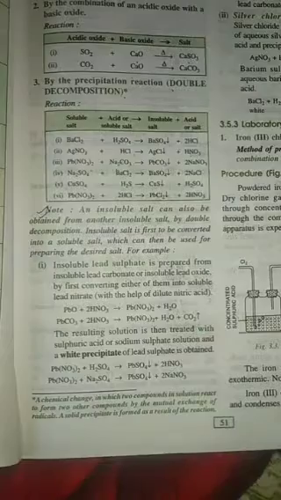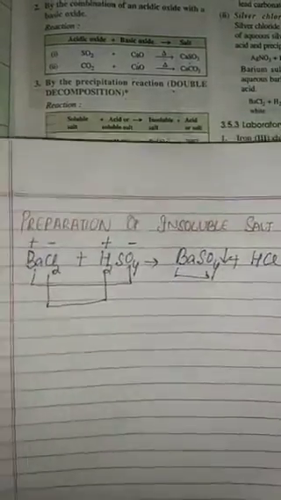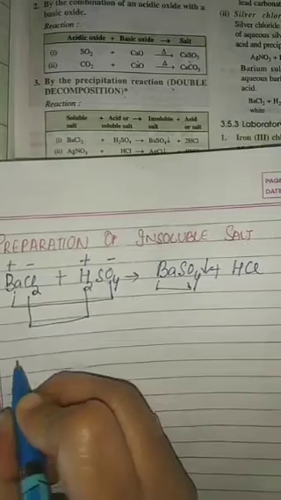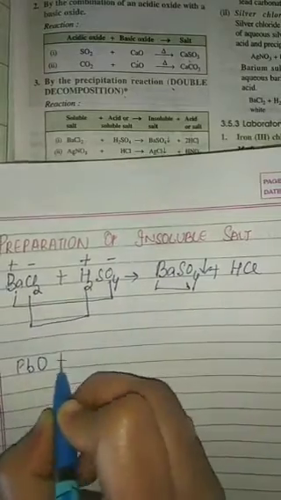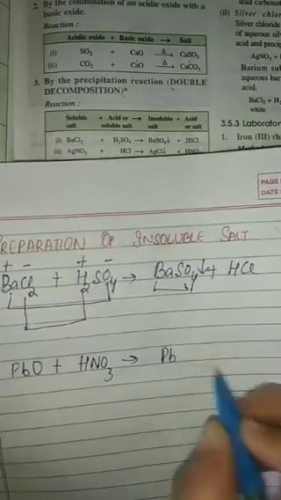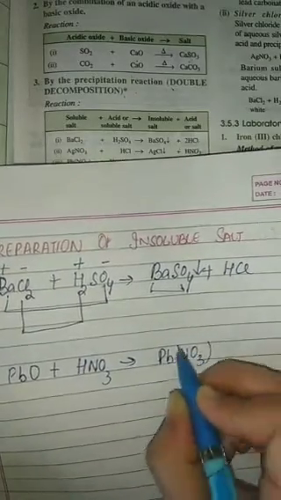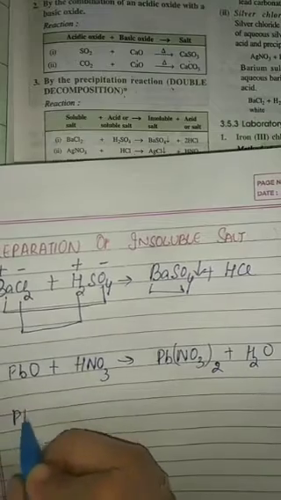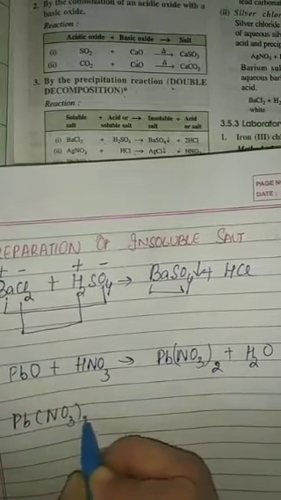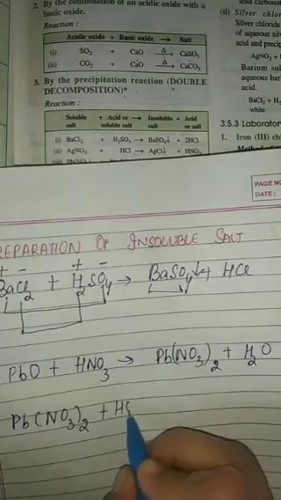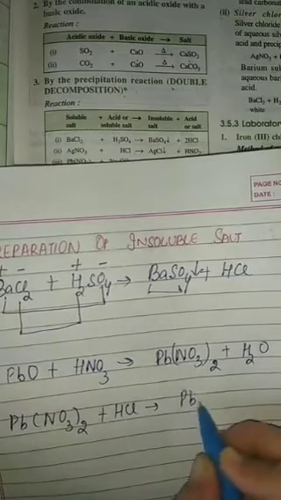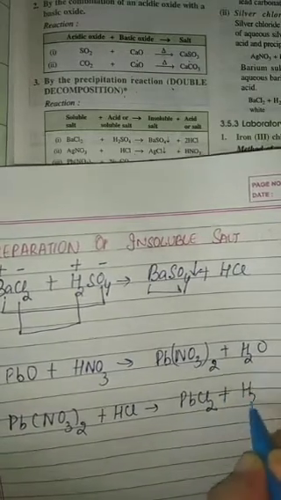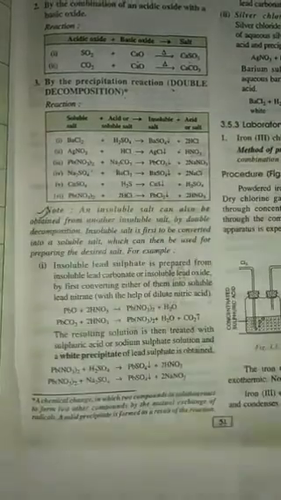Students, in the same way we can write for the formation of lead chloride also. For example, PbO first reacts with nitric acid and results in the formation of lead nitrate. Along with that, water is formed. Now this lead nitrate, which is a soluble compound of lead, combines with HCl and forms a white precipitate of lead chloride. Along with that, water is formed.